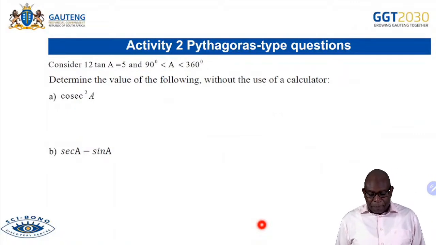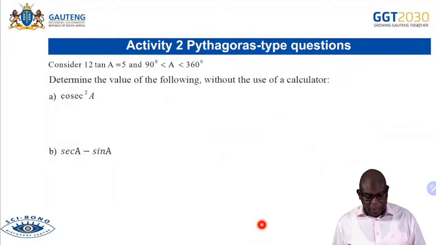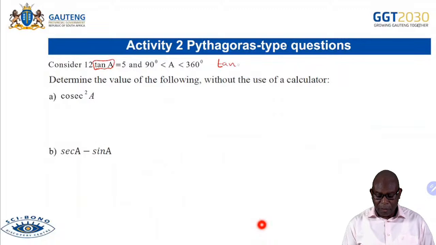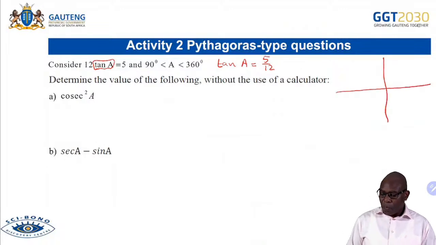Okay, the second type of question you can get in that part of the question, the Pythagoras type question. Consider 12 tan A equals 5. A is between 90 and 360. What does this mean? It means that I must first make tan A the subject of the formula. So I'll get tan of A equals 5/12.